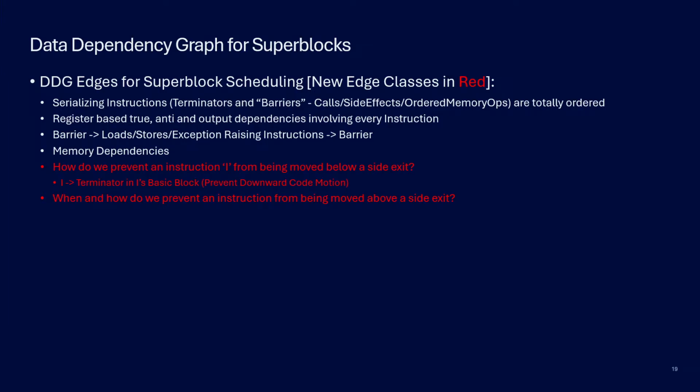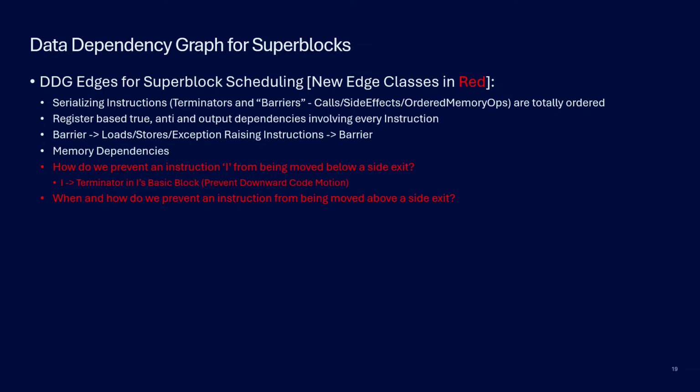And how do we prevent an instruction being moved above a side exit? Again, this is a side exit. Let's say this is a load instruction, load R4, R5. Let's call this C. We don't want to move this load above this. What should we do? Here is the node for C. What should we do?